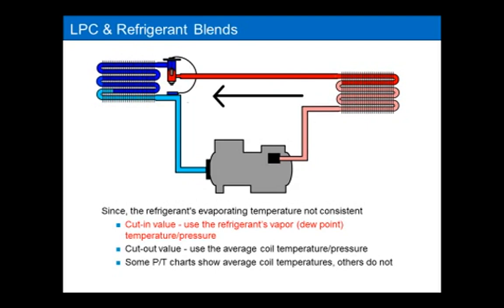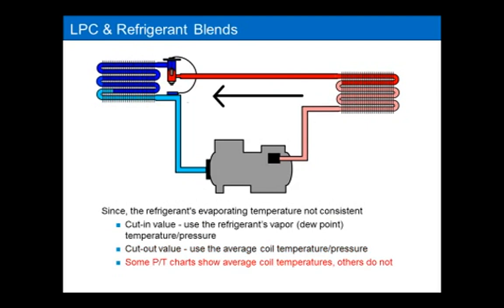So we're going to use the dew point temperature value for my cut-in. That's going to make the system cut in at a good value. It's not a perfect world, but it's going to be better than using bubble point. So when you look up the pressure equating to the temperature you want to cut in at, use dew point temperature for the cut-in value. Now the cutout is a little tricky. What they recommend now for the cutout value is to use the average between bubble and dew point.